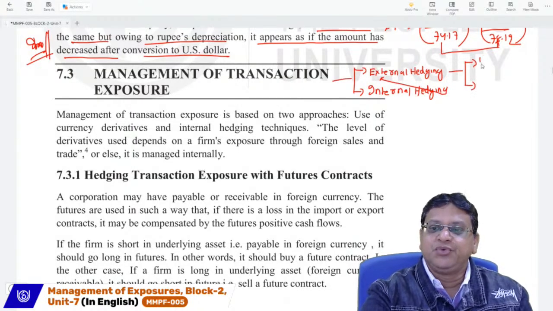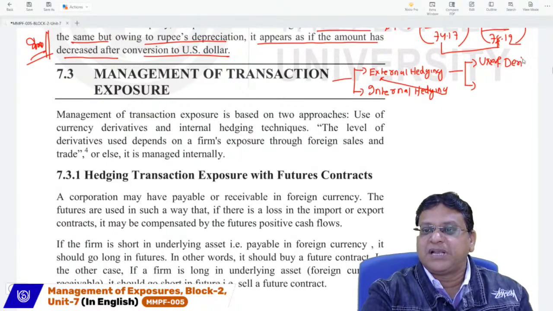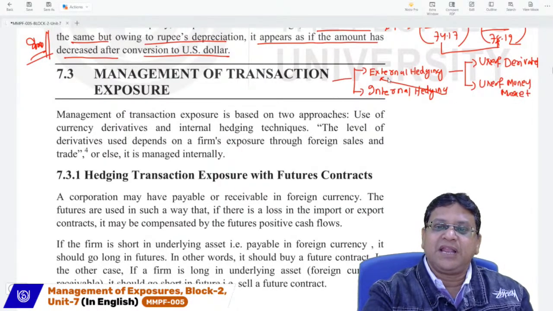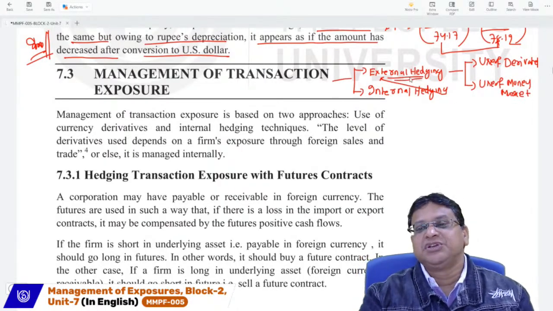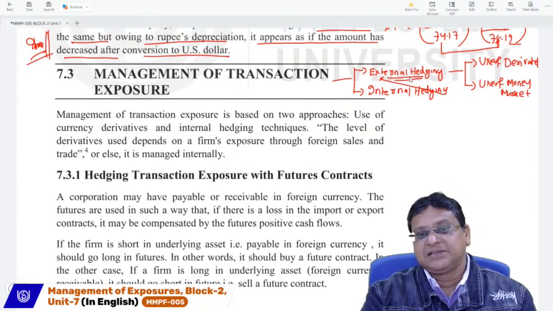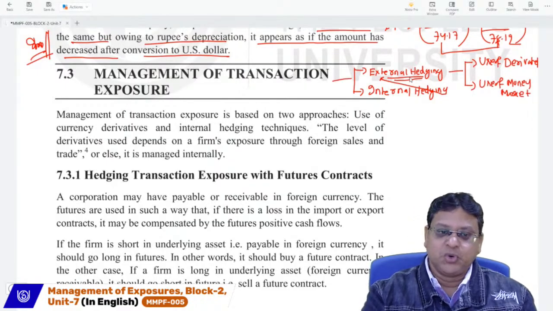One is use of derivatives. What type of derivatives? Currency derivatives. And external hedging use of money markets. With the use of money market, we can hedge our exposure. So external hedging techniques involves use of derivatives and use of money markets. These are two important external hedging techniques.